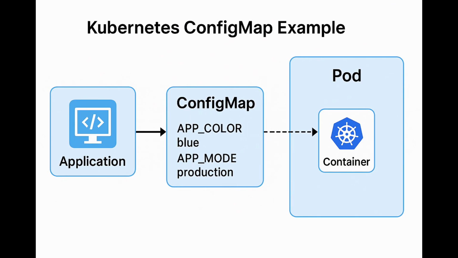Let's start with ConfigMaps. ConfigMaps store non-sensitive configuration data like environment variables or application settings. They help you keep your app flexible without rebuilding containers.